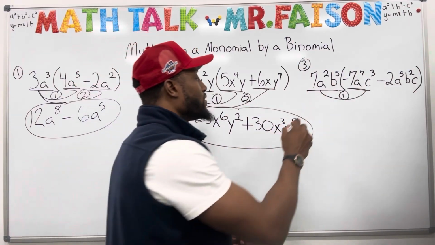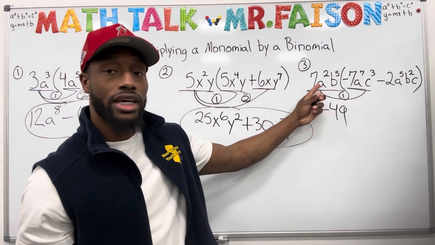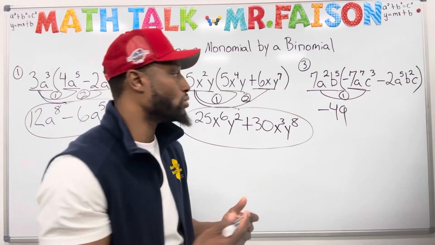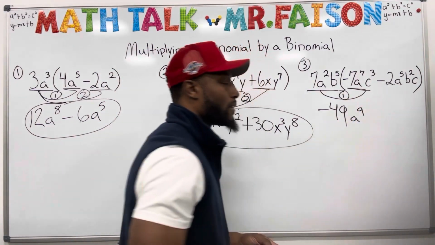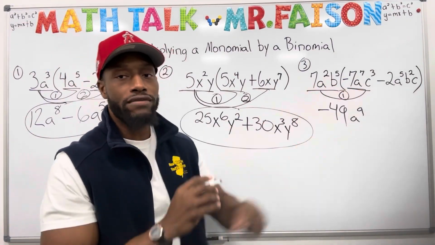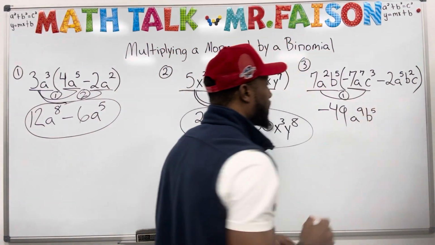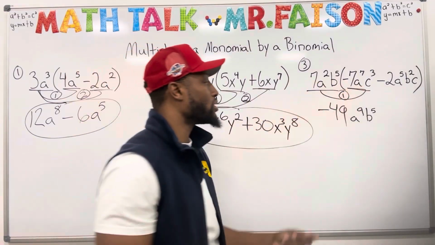7 times negative 7 is going to give me negative 49. If I look here, I have 2 a's. If I look there, I have 7 a's. I have to add those. That's going to be a to the 9th. All right. Now, if I look here, I have 5 b's. If I look there, I have no b's. So it's just going to be b to the 5th. And if I look here, I have no c's, but I have 3 c's right there. So I'm just going to have c to the 3rd.